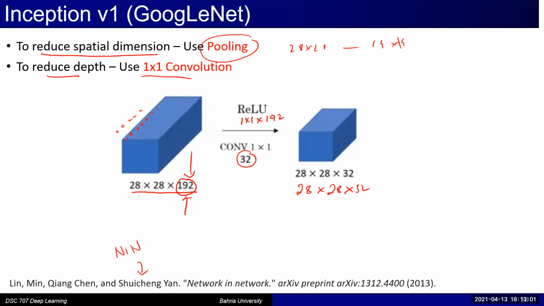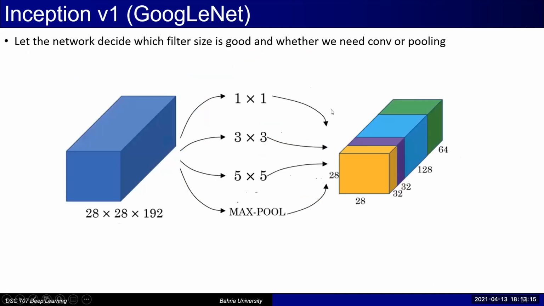Yes, we are losing, but we are doing it smartly. We are not simply throwing away values. We are taking a weighted combination. So if something is useful, it will actually be combined and represented in a more compact form rather than simply thrown away. Okay, so now with that, let's get back to our Inception from where we started our discussion.